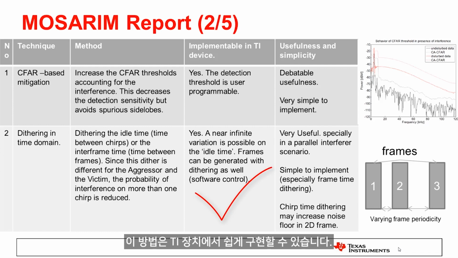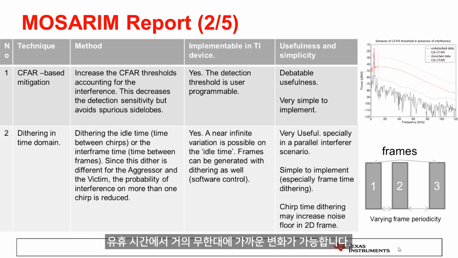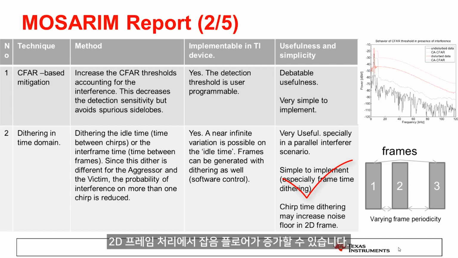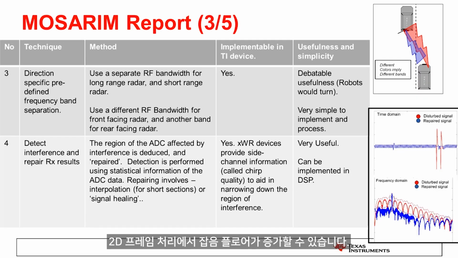This method is easily implementable in TI devices. A near infinite variation is possible on the idle time. Frames can be generated with dithering as well using software control. This method is very useful, especially for a parallel interferer scenario. It is simple to implement. However, dithering the chirp time may increase noise floor in 2D frame processing.